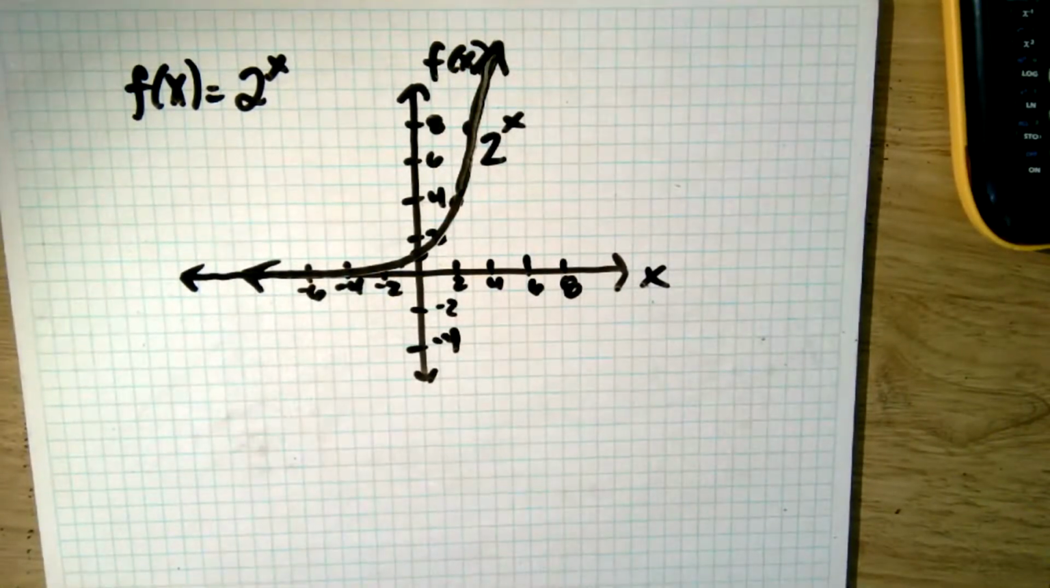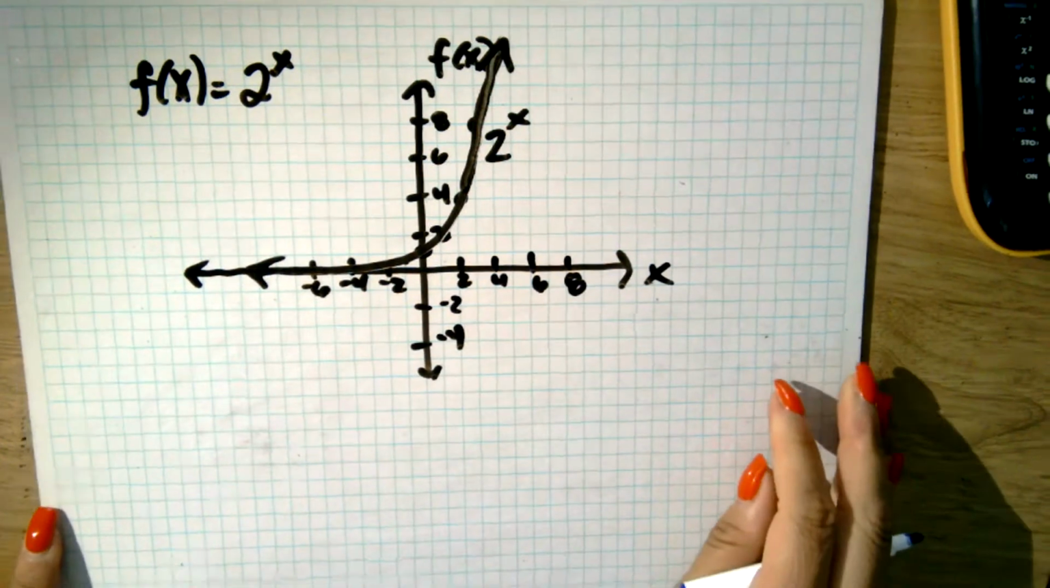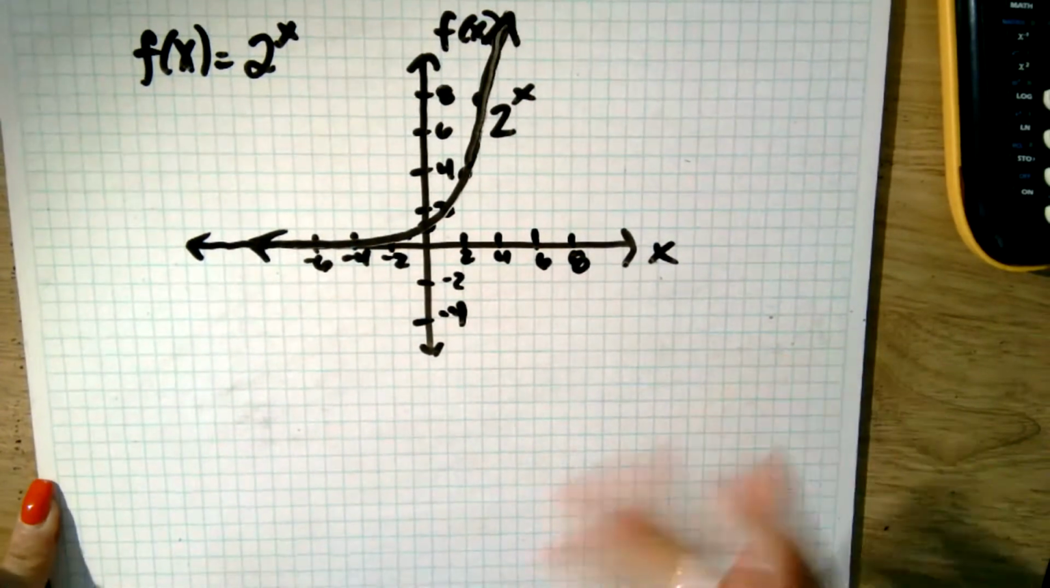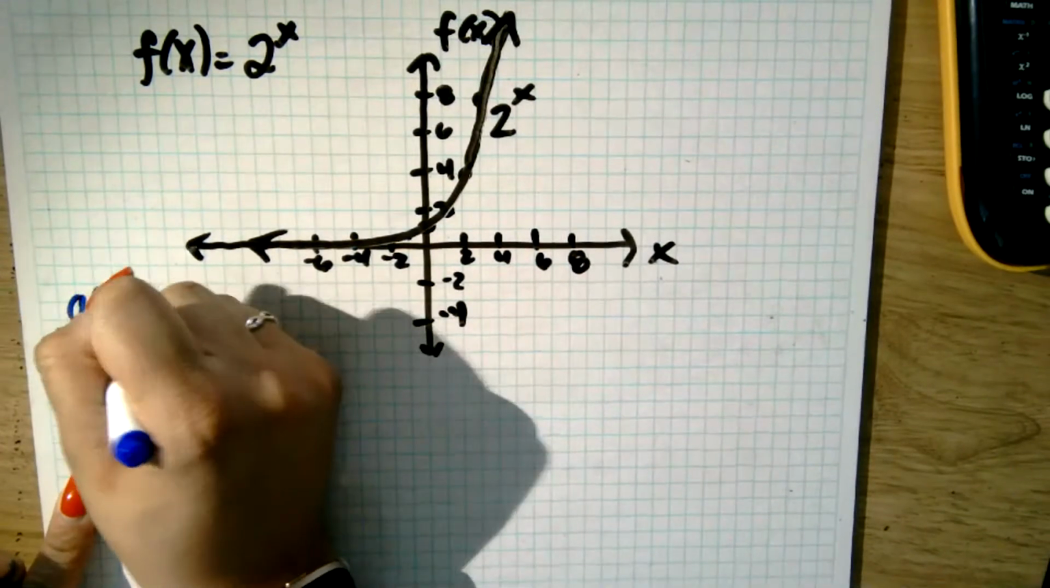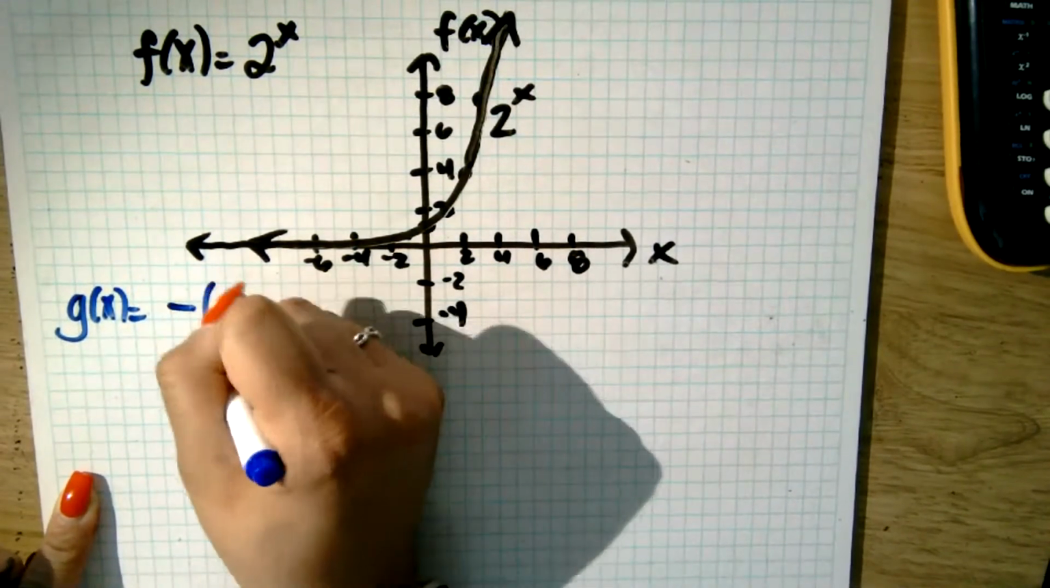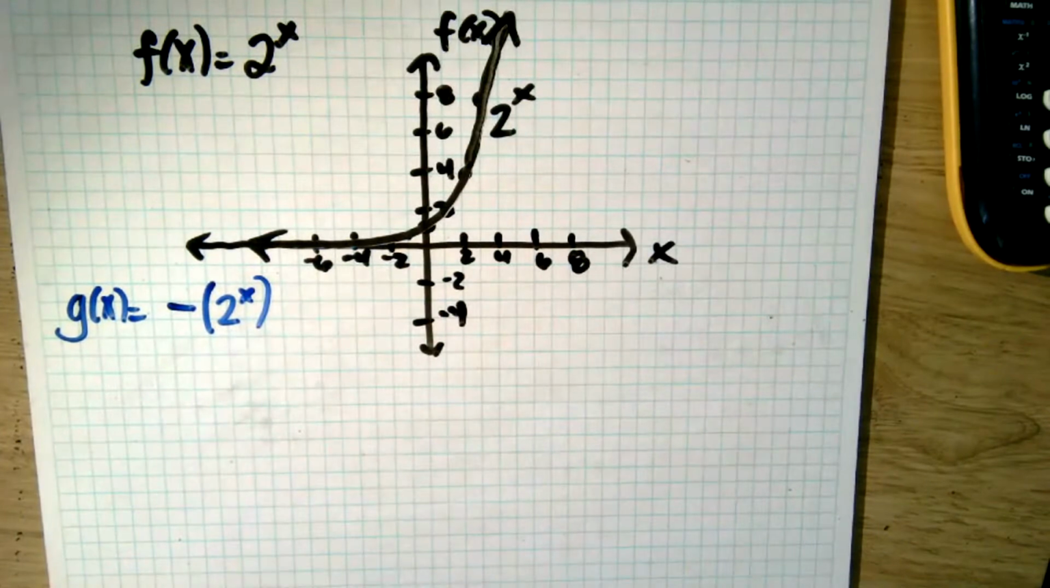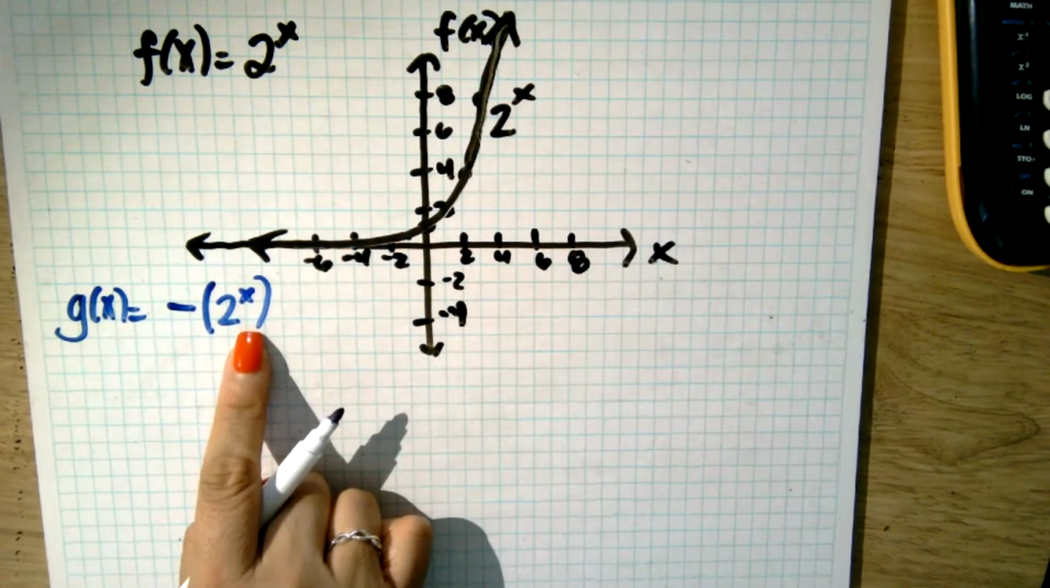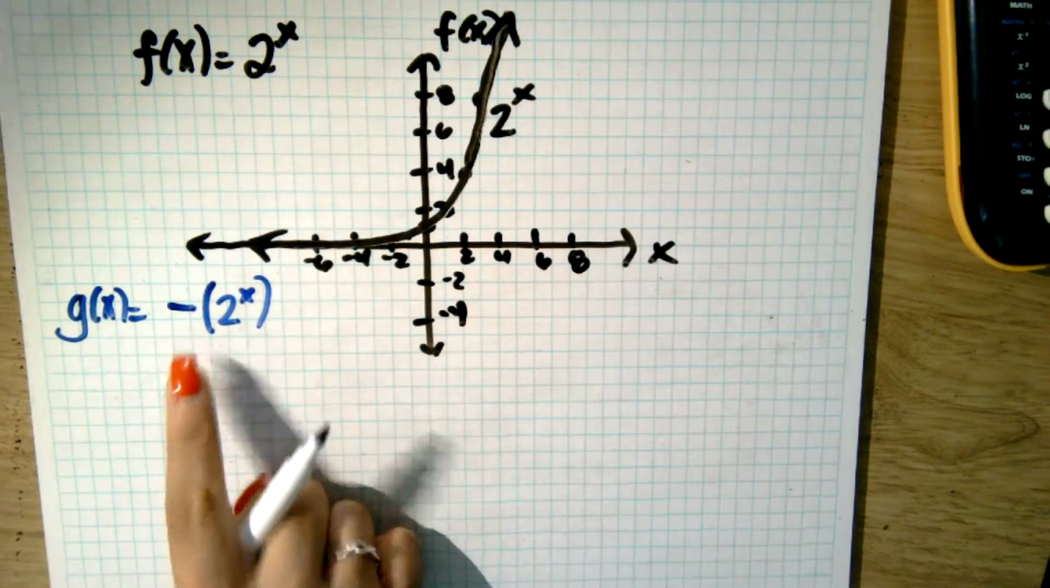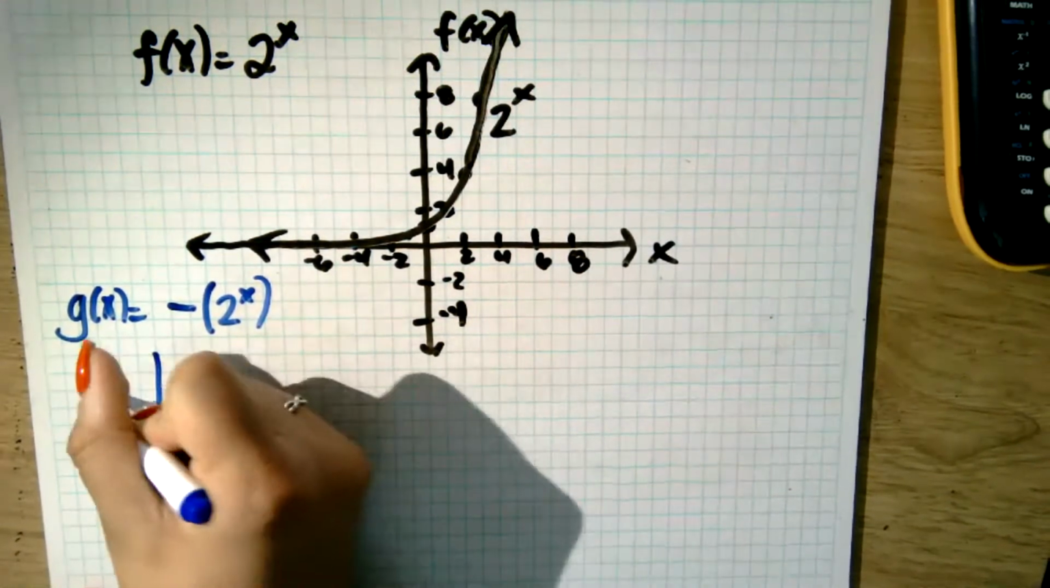Okay. So now the first function we're going to look at is g of x equals negative 2 to the x. Okay, what did we just do? All I did is I took the entire function and now I added a negative to it.